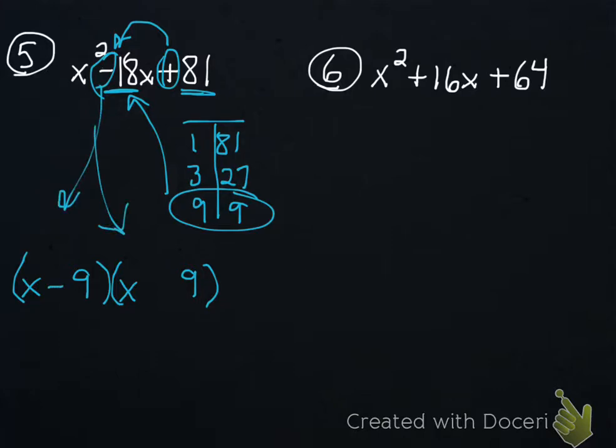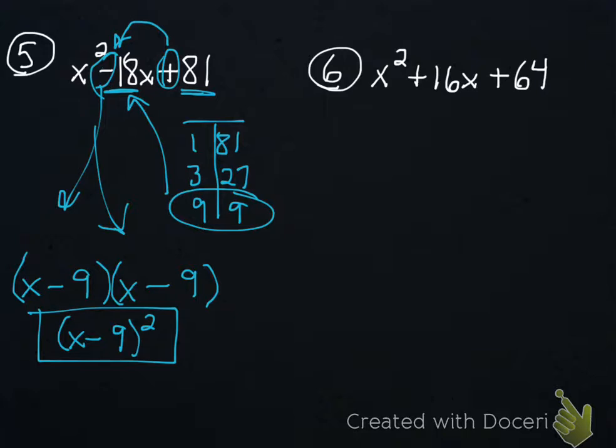So they're both negative. And yes, since they match, you could write it as x minus 9 squared. It's okay if you write it out separately as x minus 9 times x minus 9. Let's look at number 6.